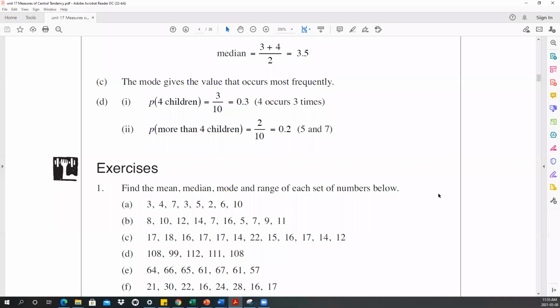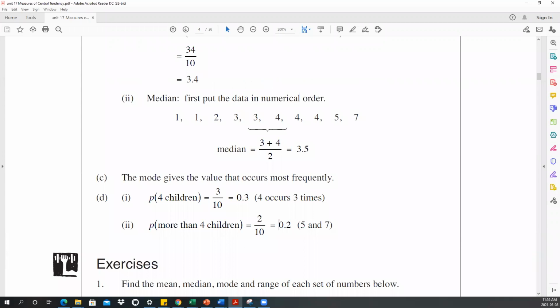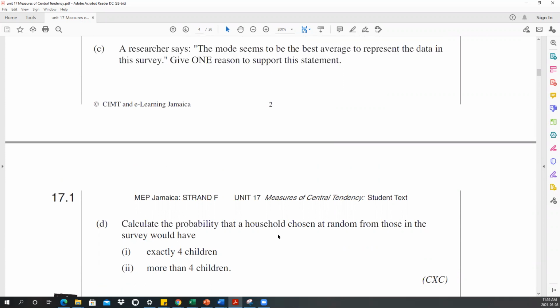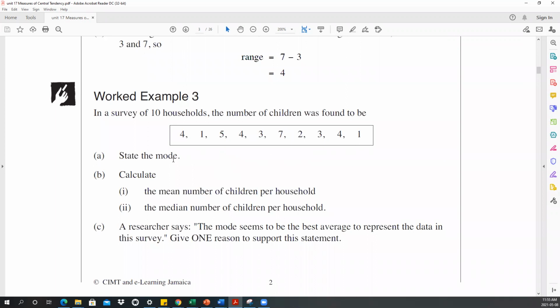Yeah, man, we'll do that. For this, we're just asking ourselves, let me make sure we go to the question itself. Calculate the probability that a household chosen at random from those in the survey would have exactly four children, more than four children. In the survey, we have 10 households, so you're looking at the chance of something happening within the 10 that you surveyed. If you choose a household at random among the 10, what is the chance of choosing one that has four children?